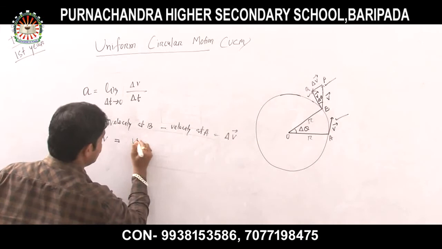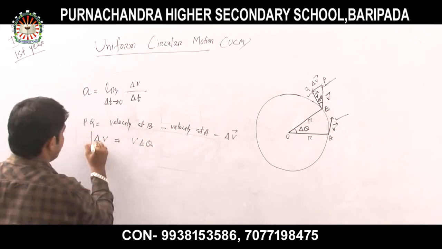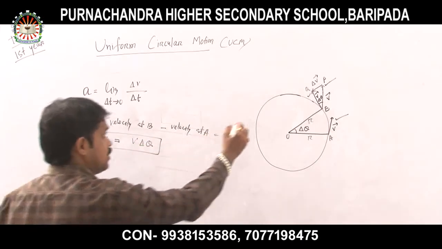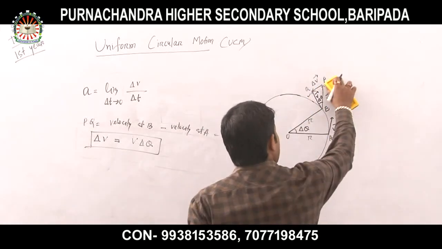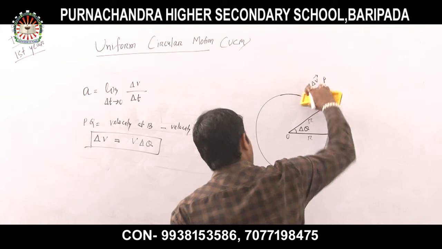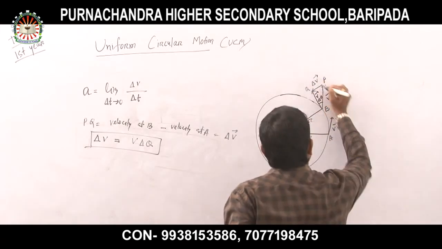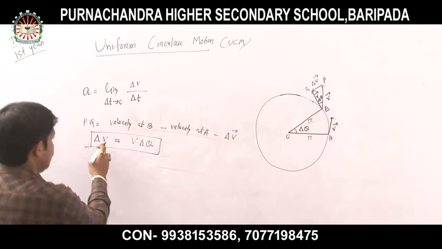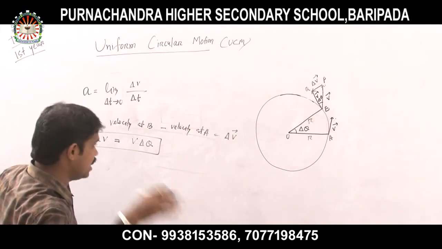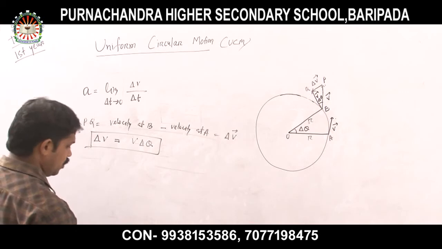So del V is nothing but V del theta from the geometry. All of you look at the geometry. So this is your del V, this is your V, and this is your del theta. That means what is the value of del V? So del V is nothing but V del theta. Clear all of you? Okay.